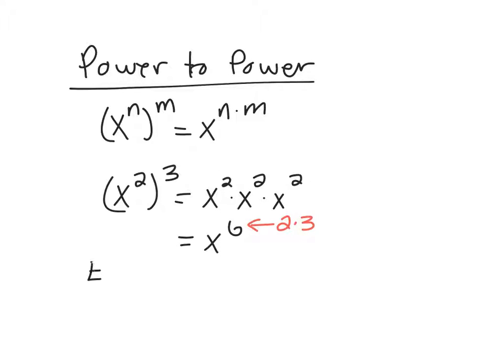So let's see an example of this. Let's say you had x to the 3rd to the 5th, you would just say that's x to the 15th. Now individually all of these rules seem pretty simple. The difficulty comes in when you have to combine some of them together. So let's look at an example of combining some rules together.